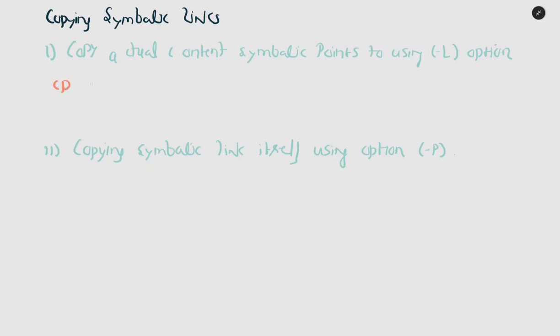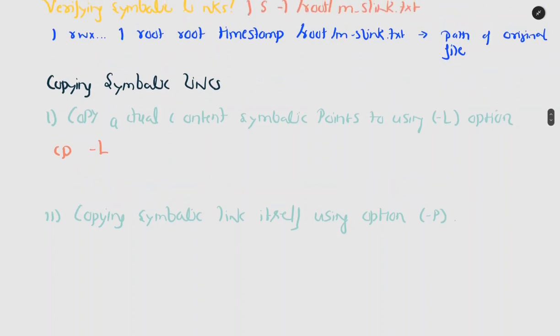Example: cp -L and the symbolic link file we created earlier, m underscore slink.txt, path to m_slink.txt. This is our symbolic link which we created, and the path where we want to copy the file, path.